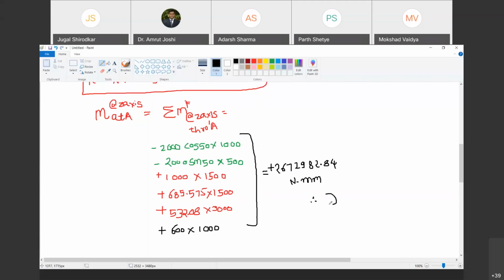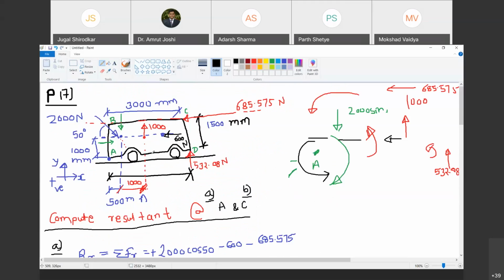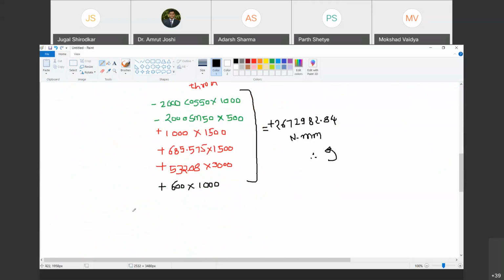Are you with me? Yes, sir. Therefore anti-clockwise. Now I want independent confirmation. So one other student must tell me that this number is correct. Yes, sir, it's correct. Great. So therefore, what is the resultant at A of this system? Resultant at A, force resultant at A is 0. Do you agree with me?